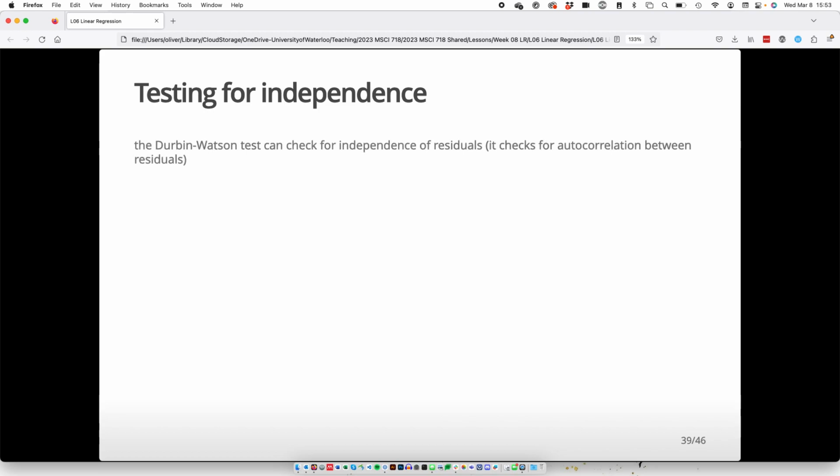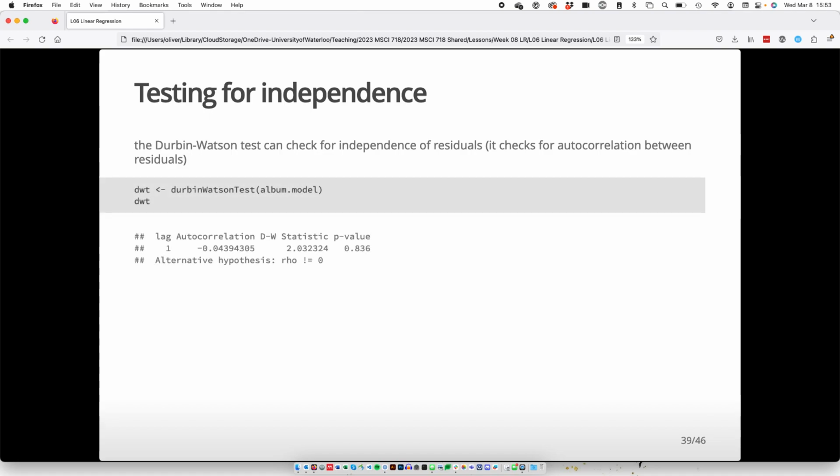First, you can test for independence. The Durbin-Watson test tests for independence of residuals. So it checks for autocorrelation between residuals. And so I'll show you what this looks like. DWT equals Durbin-Watson test. Give the outcome. And this is slightly different from the slides that I posted, but it's the same kind of outcome. And we see that the lag of 1.